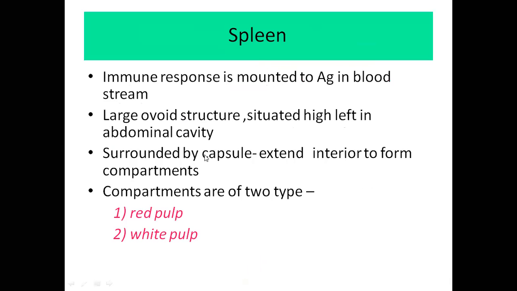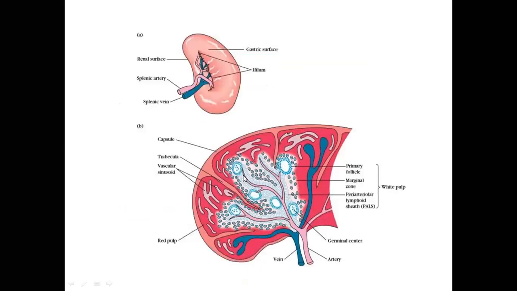It is surrounded by a capsule, which extends interiorly to form compartments. The compartments are of two types, red pulp and white pulp. So this is how the spleen looks. These are the different parts of it: hilum, gastric surface, splenic artery, splenic vein, renal surface, and then the red pulp and white pulp. This area is known as the red pulp, and these things altogether are known as white pulp.